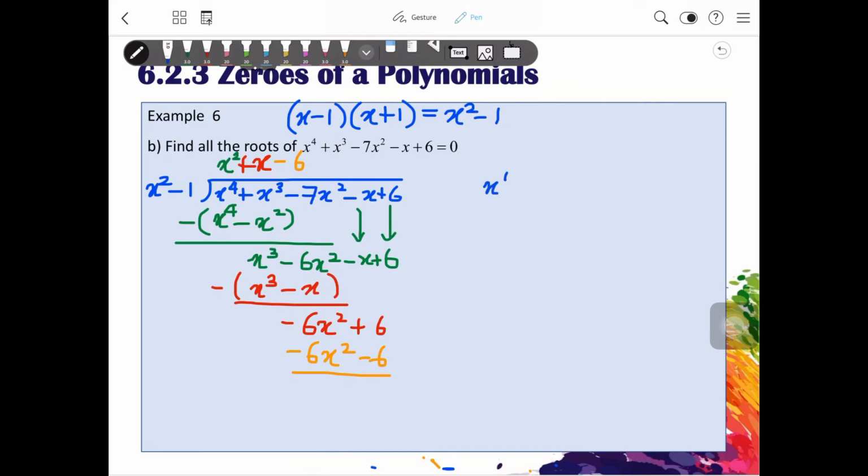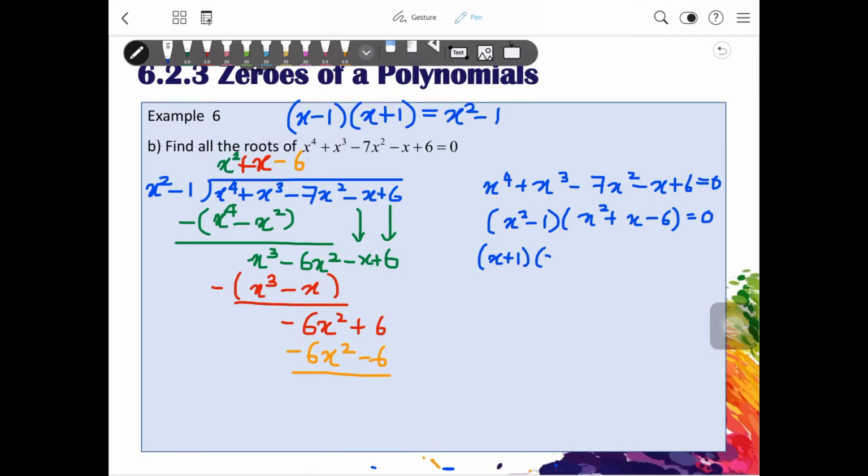Now we have x to the power of 4 plus x cubed minus 7x squared minus x plus 6 equals 0. After we do the long division, we will realize it's actually the product of x squared minus 1 and x squared plus x minus 6. So factorize this quadratic equation. We're going to get x plus 1, x minus 1, x plus 3, and x minus 2 equals 0. It says find all the roots. So your final answer should be x equals negative 1, x equals 1, x equals negative 3, and x equals 2.